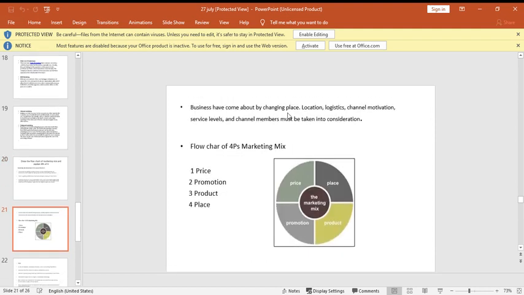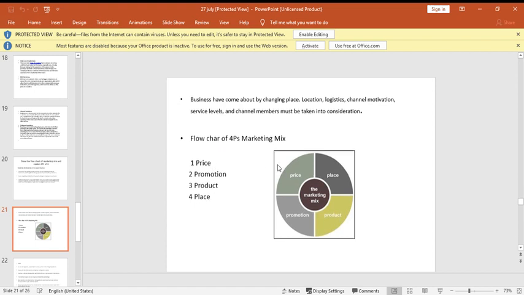In this, we are going to have the involvement of changing place, location, logistics, channel, motivation, service levels, and channel members, all of which should be taken into consideration in the marketing mix. And it has four Ps. The four Ps are place, promotion, product, and price.